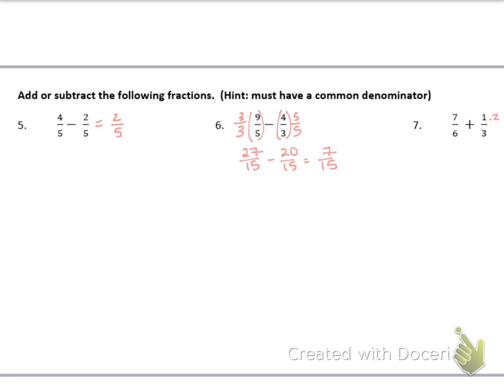Really, I just need to multiply this one by 2 over 2 to get that shared 6. When I added, I could get 9 over 6. They're both divisible by 3, so I could get 3 over 2 as my answer. So they're sharing that common bottom.